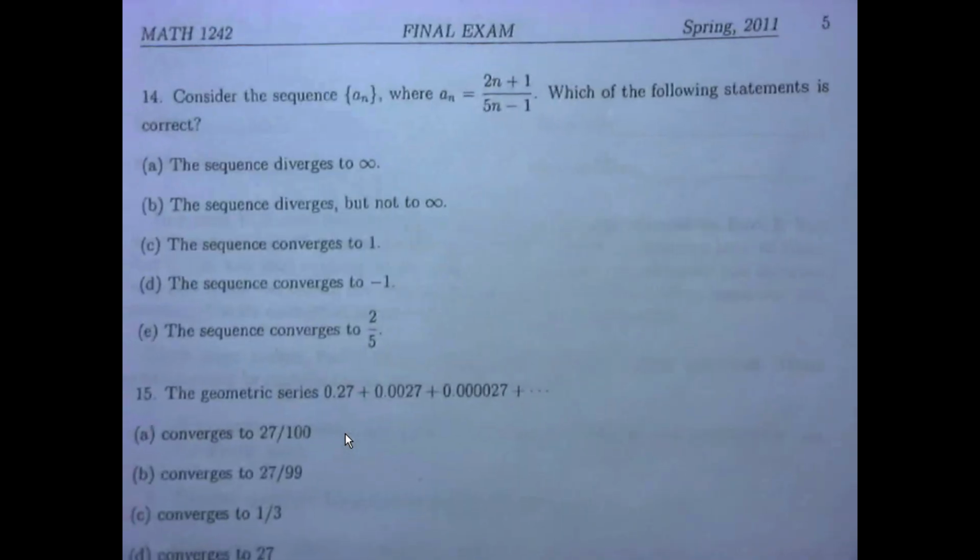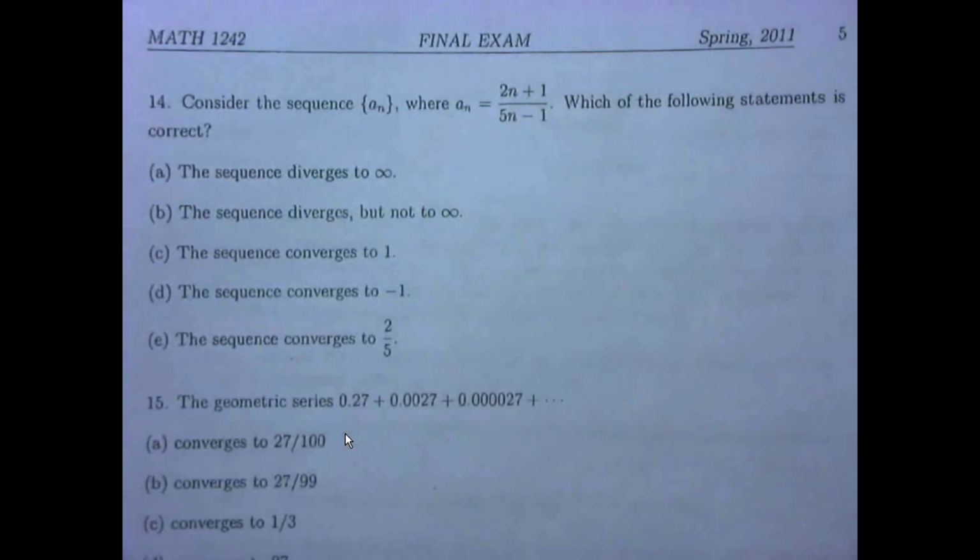Number 14. I ask you this. Consider the sequence. So it's a sequence problem. a_n equals (2n plus 1) divided by (5n minus 1). Which of the following statements is correct? And look at the question.